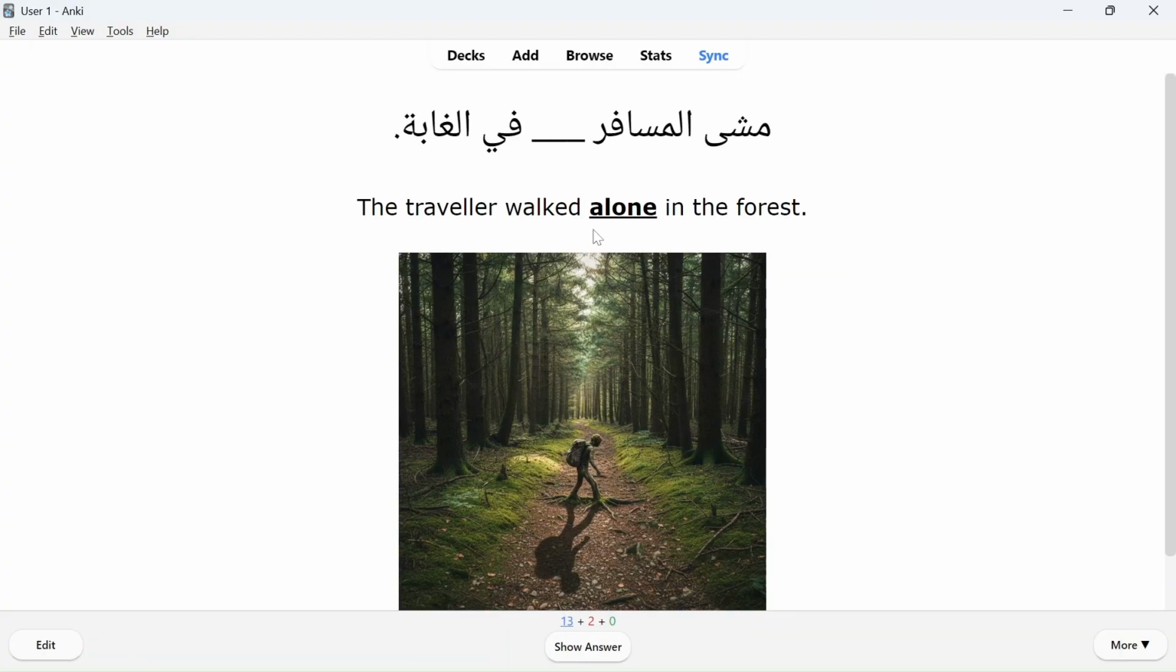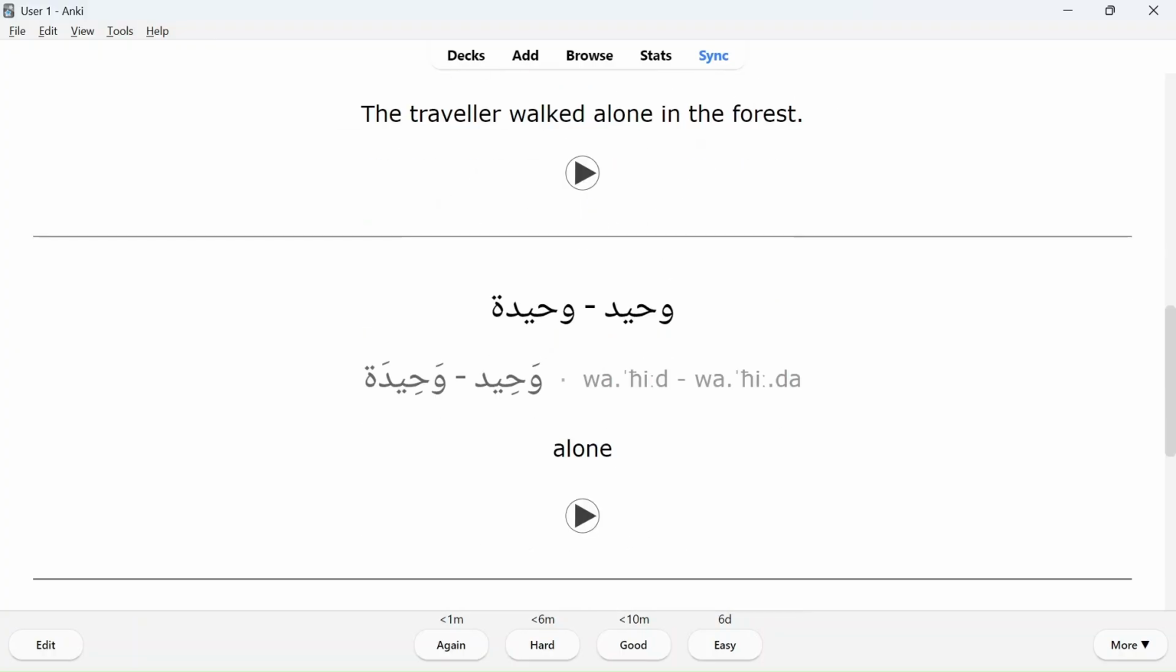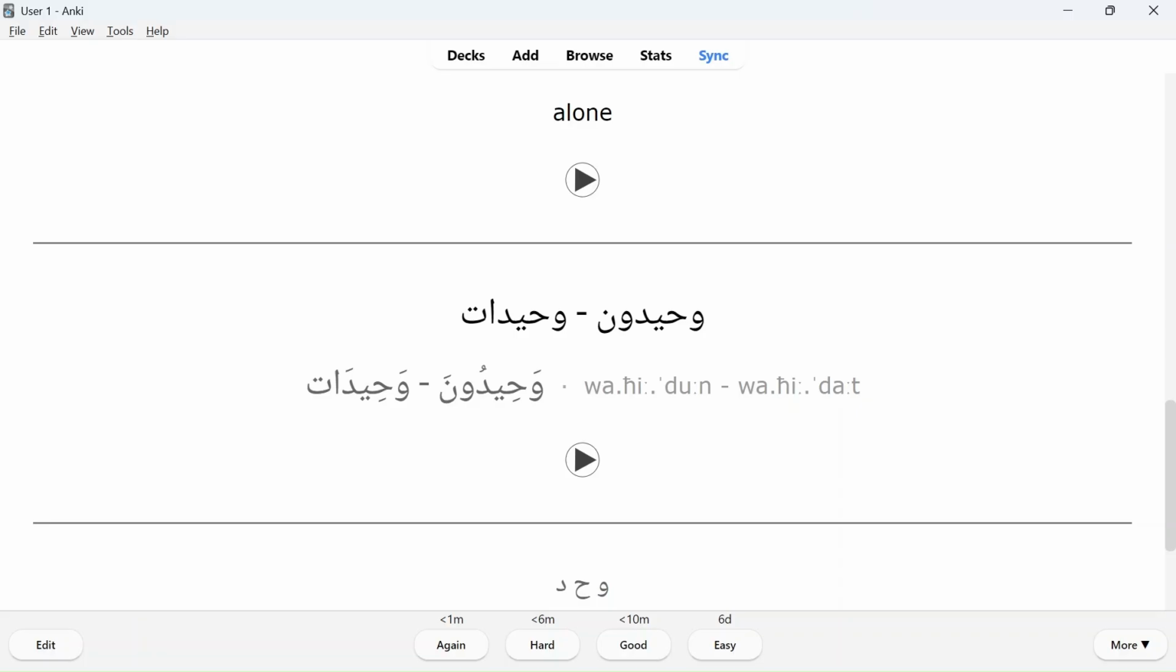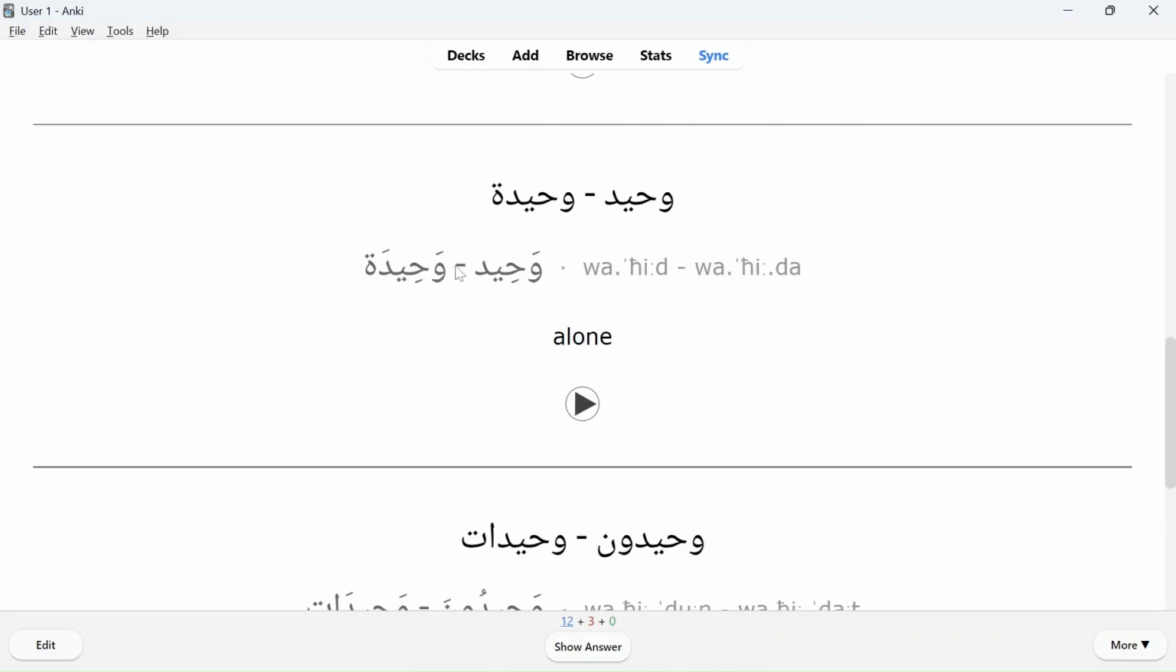The traveler walked alone in the forest. How do you say alone? مشى المسافر وحيدا في الغابة. وحيد، وحيدة. وحيدون، وحيدات. Great, so let's do one more.